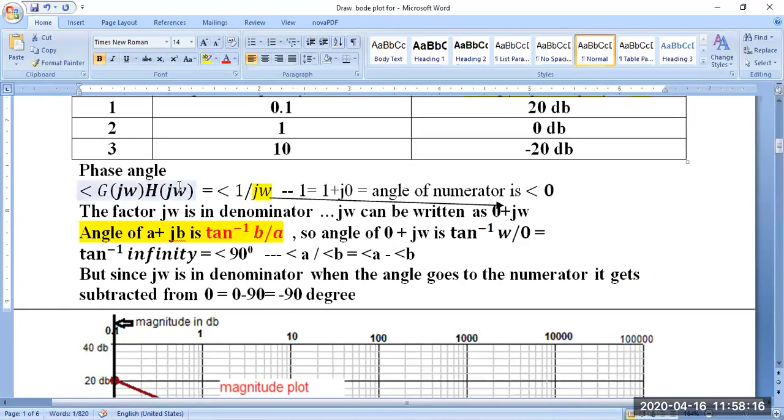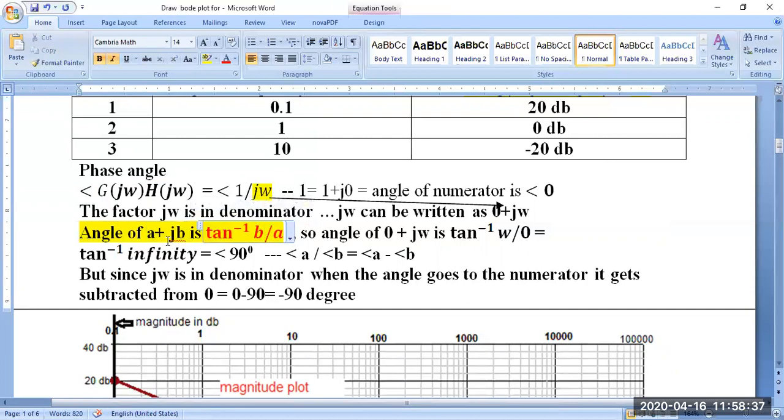So let us see what will be the angle of G of j omega into H of j omega. So the angle of 1 upon j omega. How to find out the angle? Numerator is 1, so 1 plus j0. Now the angle of A plus jB, see the yellow filling, the angle of A plus jB is tan inverse of B by A.